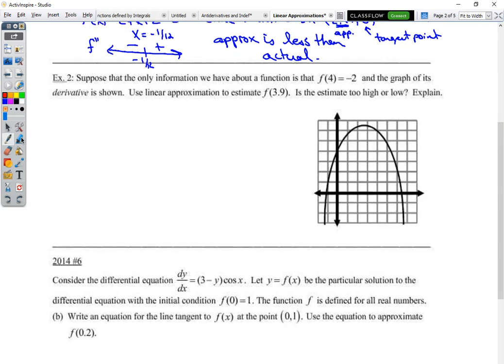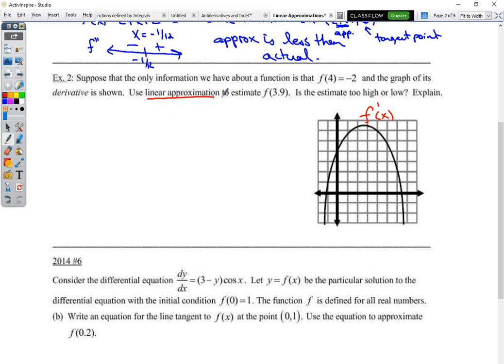Alright, suppose that the only information we have about a function is that f of 4 is negative 2. Cool. And the graph of the derivative is shown here. Now notice that they don't give us anything else. I hate that this is not labeled, so I'm going to say that this is f prime of x so that I know that. Use a linear approximation to estimate f of 3.9.